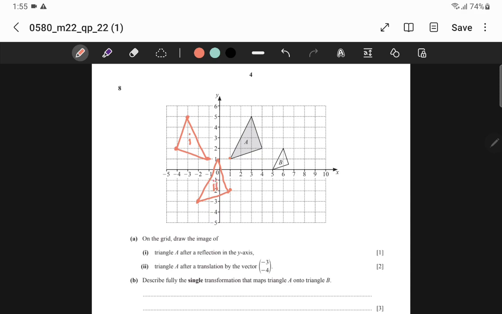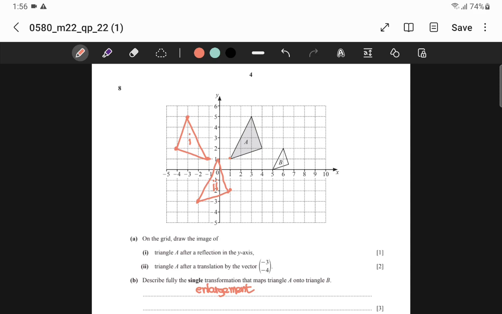Okay, so describe fully the single transformation that maps A onto triangle B. So A to B. The shape is getting smaller. Even though it's getting smaller, it means we still use the enlargement, because rotation, no. And translation is also no, right? So this is getting smaller.